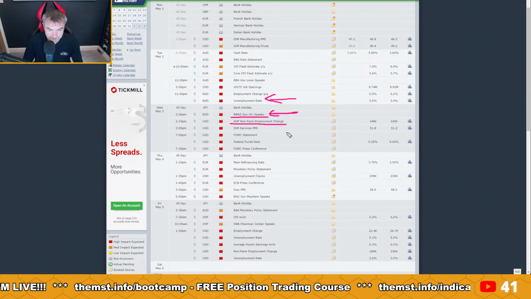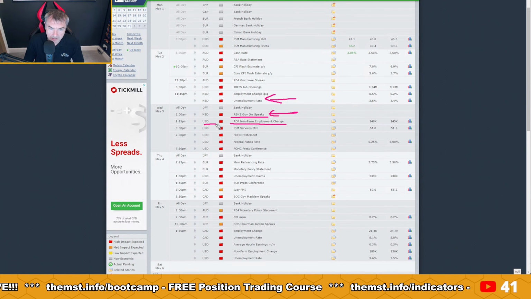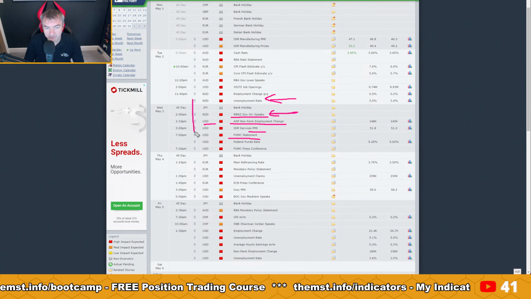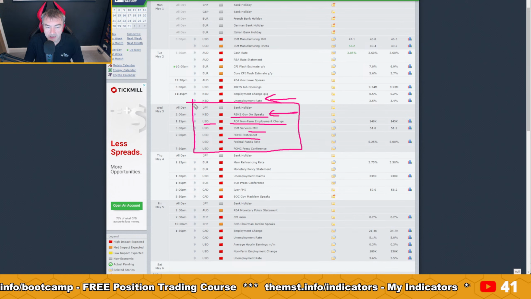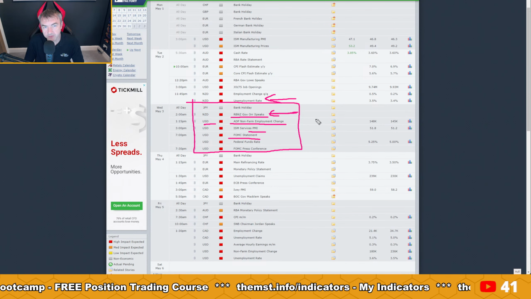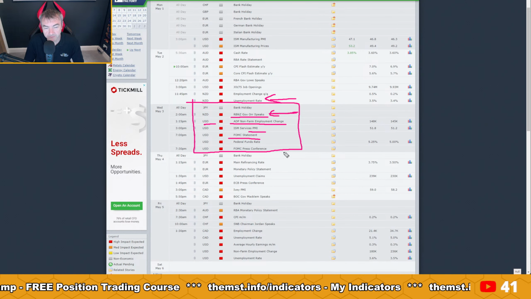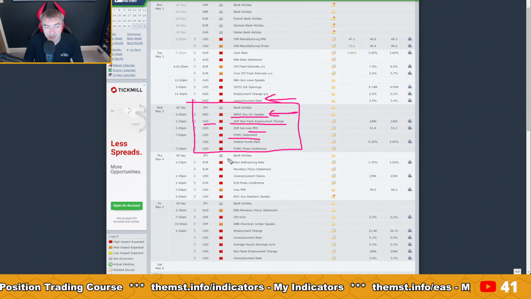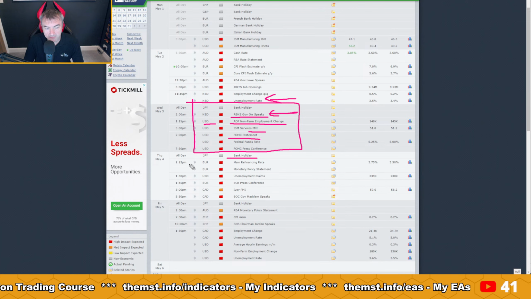Unemployment change tomorrow ahead of FOMC. We've got PMIs in the afternoon. So tomorrow is just US dollar crazy. We could have all sorts of movement tomorrow on the US dollar. I would be very surprised if we don't get multiple ADR hits on the US dollar tomorrow. Another Japan bank holiday on Thursday.